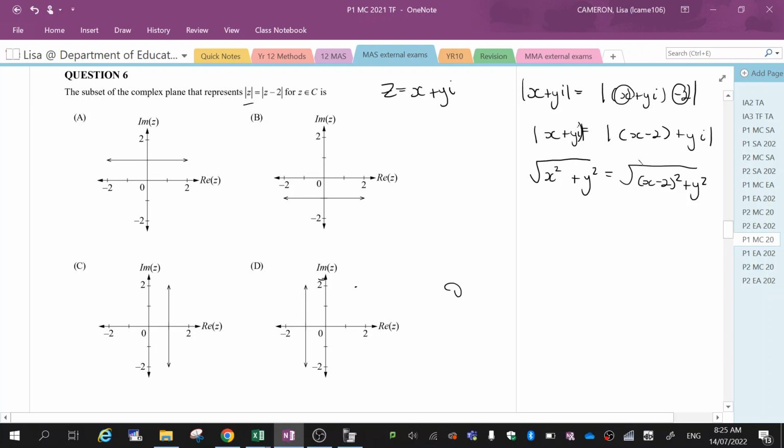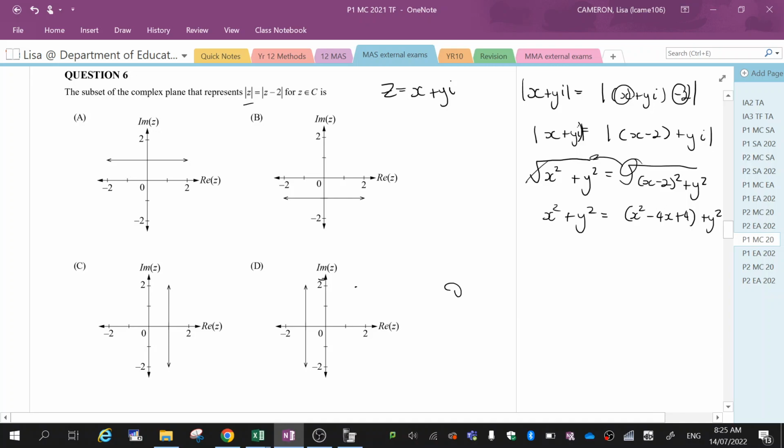Okay, so next step, if I take this square root over to the other side, it's going to knock out that square root. So now I'm left with x squared plus y squared is equal to, I'll expand this bracket at the same time, so x squared minus 4x plus 4 plus y squared.